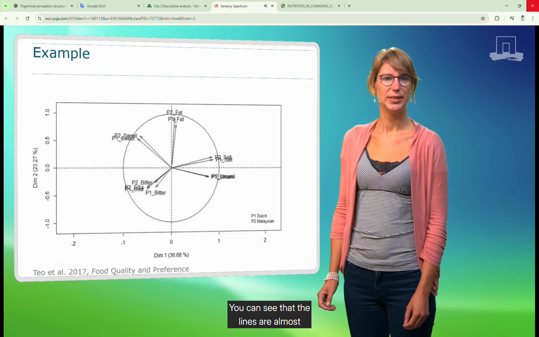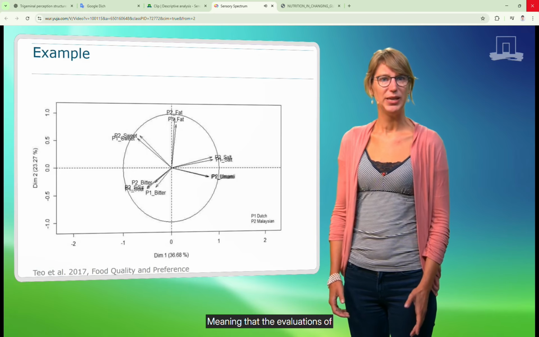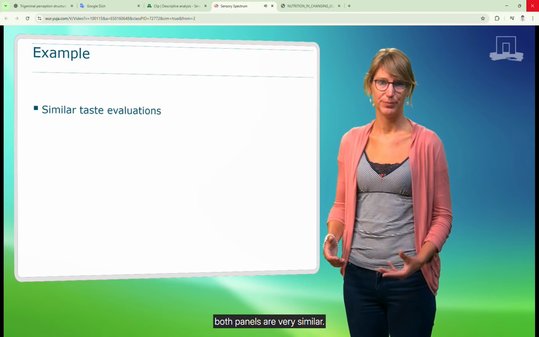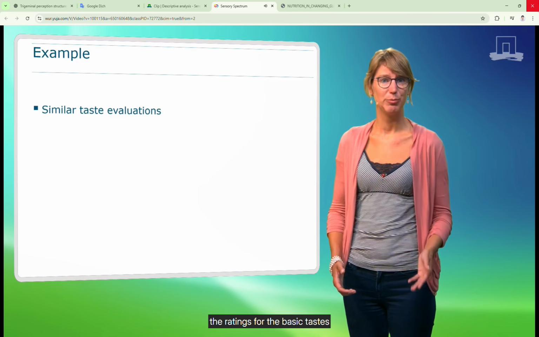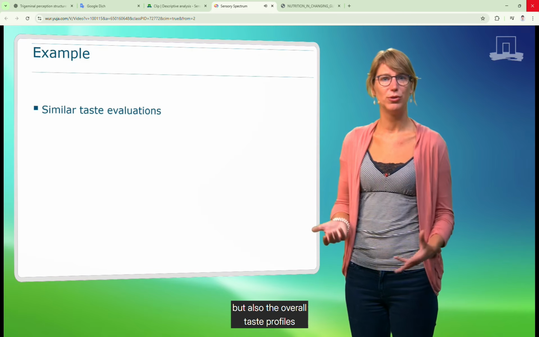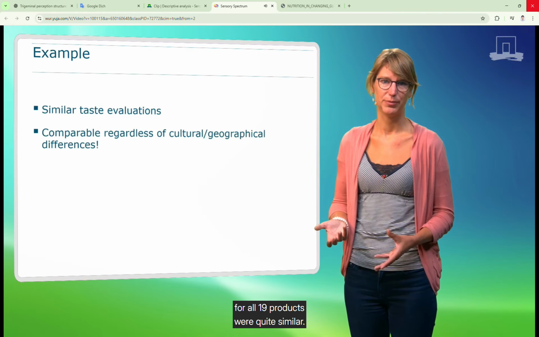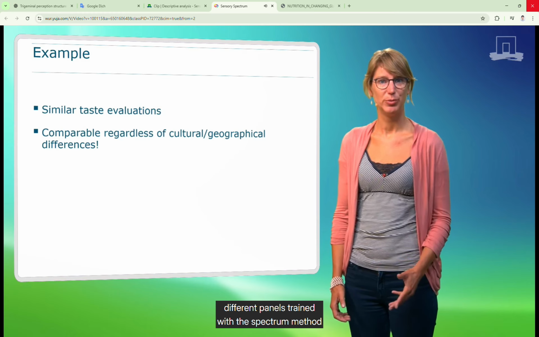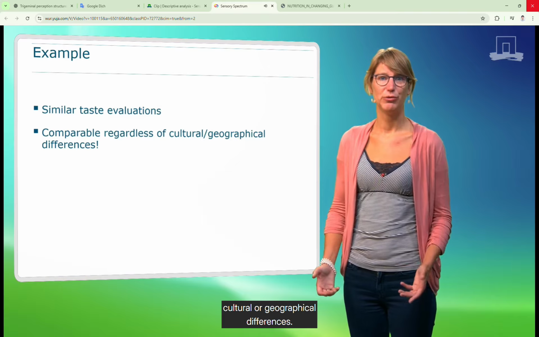You can see that the lines are almost overlapping completely for all tastes, meaning that the evaluations of both panels are very similar. From this study, it was not only clear that the ratings for the basic tastes were very similar for both panels, but also the overall taste profiles for all 19 products were quite similar. This means that the results of different panels trained with the Spectra method are comparable, regardless of cultural or geographical differences.